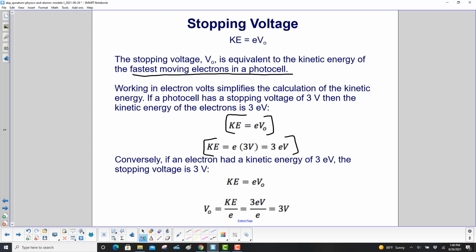Conversely, if an electron had a kinetic energy of 3 electron volts, the stopping voltage is 3 volts. So your Ke is eV0, V0 is Ke over e, 3 electron volts over e, we get 3 volts.